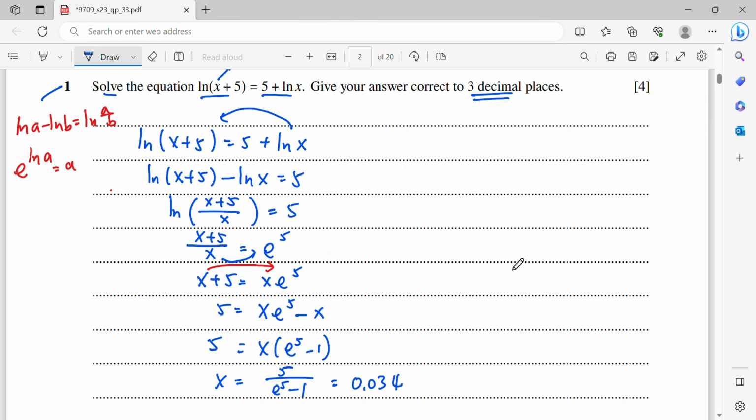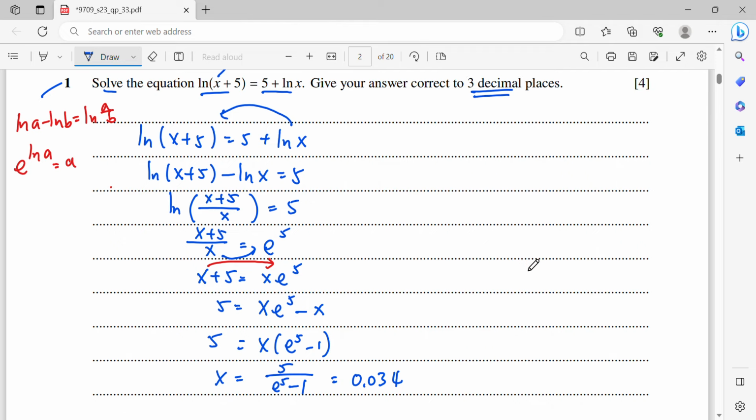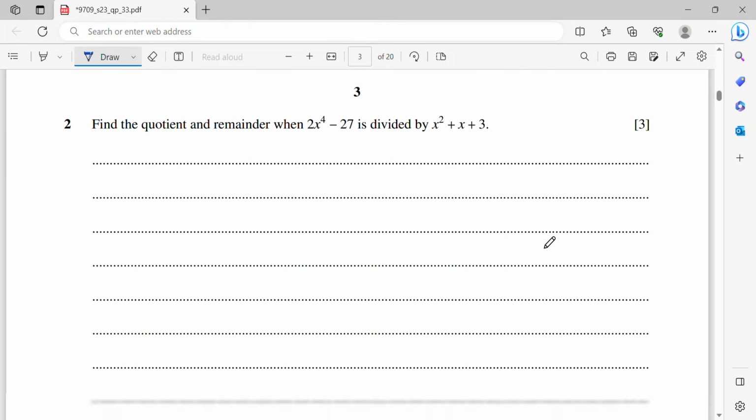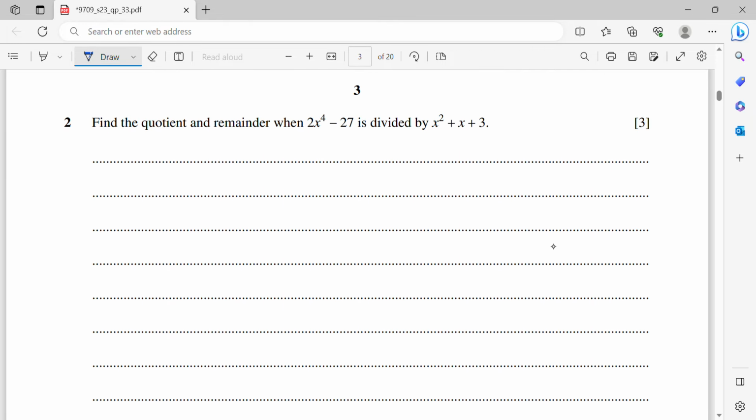Alright, so that's all for question number 1. Question number 2. Find the quotient and remainder when 2x^4 minus 27 is divided by x^2 + x + 3. So to get the quotient and remainder, the easiest way is to use polynomial division.